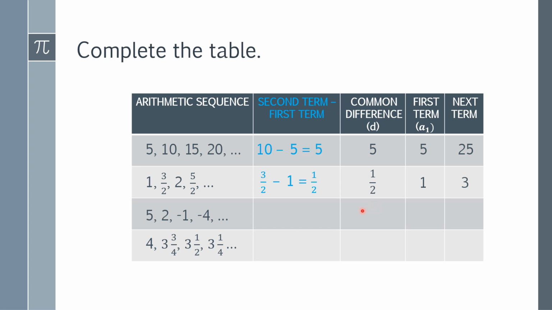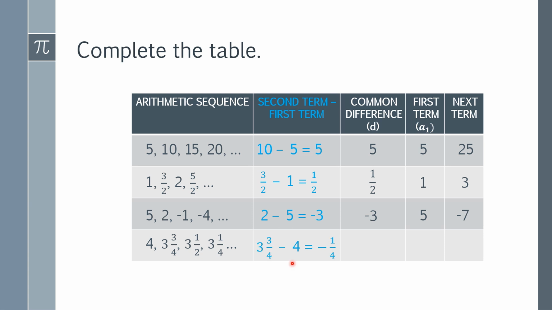Next, 5, 2, -1, -4. To get the common difference, we have the second term minus the first term, that's 2 minus 5, which gives us -3, and that is our common difference. Our first term is 5, and then our next term after -4 is -7.